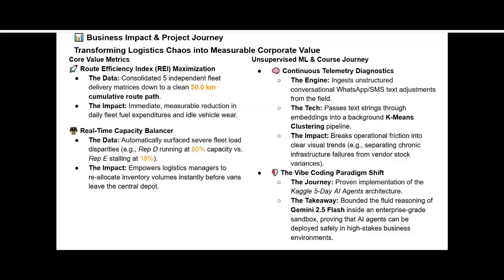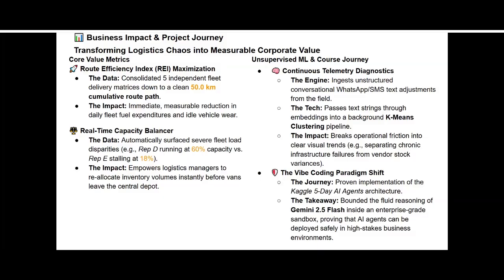To wrap up, KanoRoute AI proves immediate business value. It maximizes the route efficiency index, condensing complex fleet travel plans down to a clean 50.0 kilometer cumulative path to save instant fuel costs. It surfaces real-time capacity utilization insights, letting managers know that Rep D is at 60% load while Rep E is underutilized at 18%.